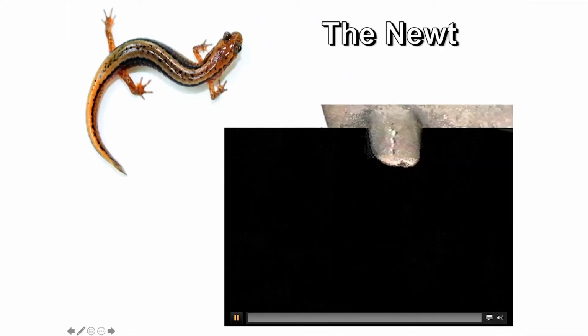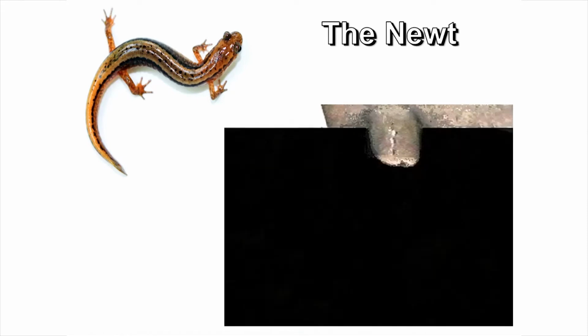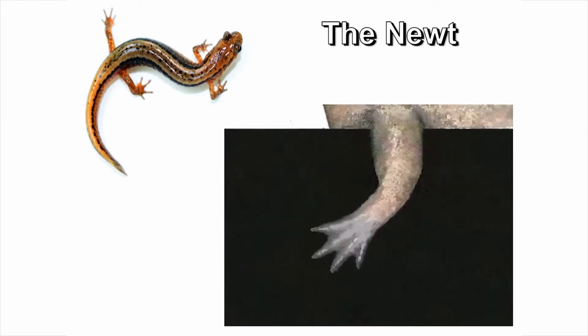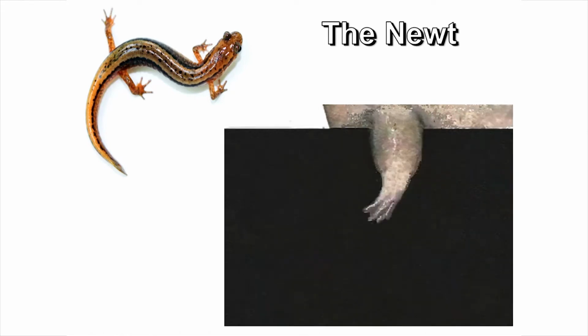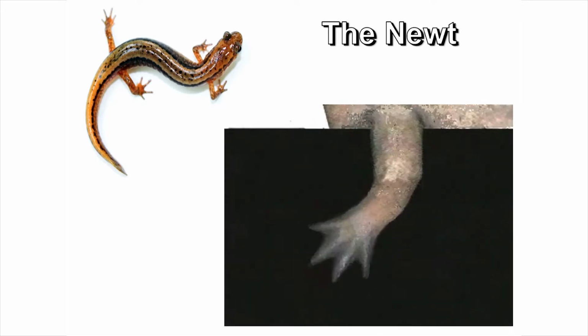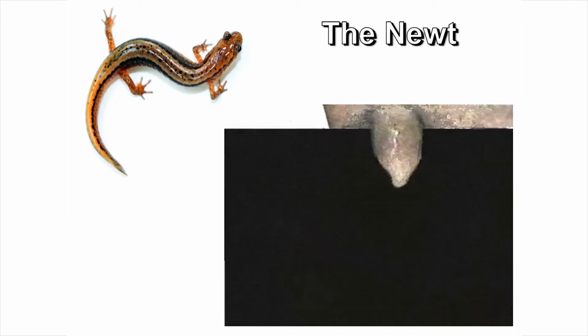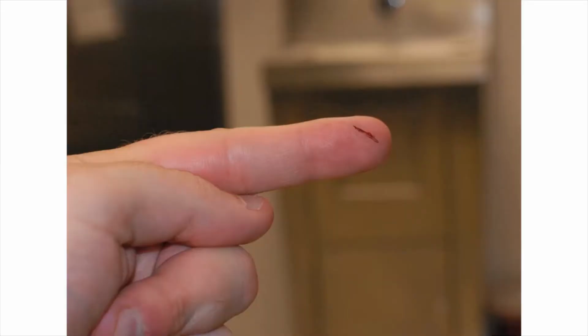So I like to start with this guy, the newt. The newt is pretty cool. If you cut off his leg, it will grow back to be completely identical to the leg that it lost in about 90 days. So the newt and a lot of salamanders have this incredible ability to regenerate their tissues. Now, people, this is a paper cut, and we know that a paper cut's going to heal pretty well.